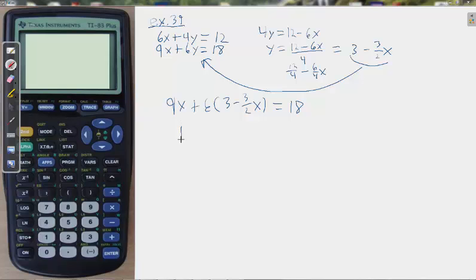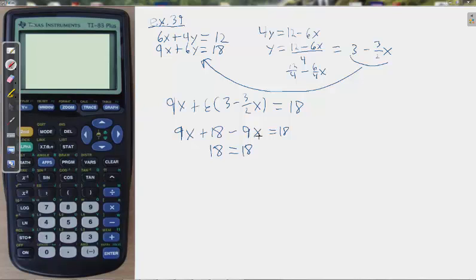I will get 9x plus 18 minus 6 times, let's see, 3 times. The 2 would cancel with the 6, you get 3. 3 times 3 would be 9. So minus 9x equal 18. And look what we get. We get 18 equals 18.